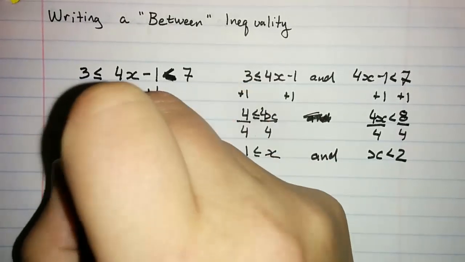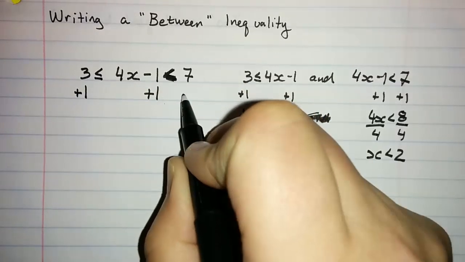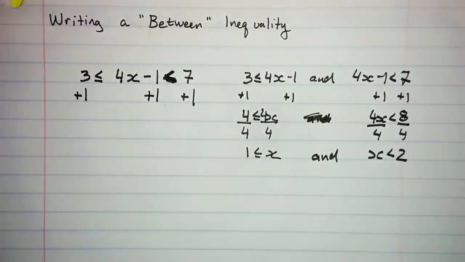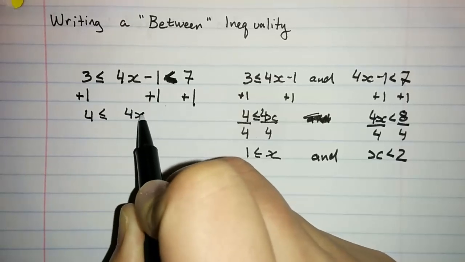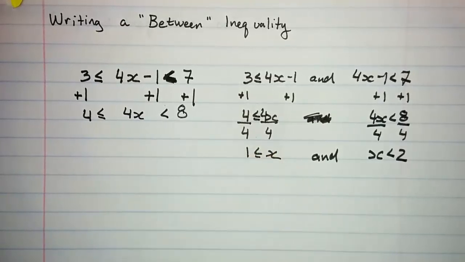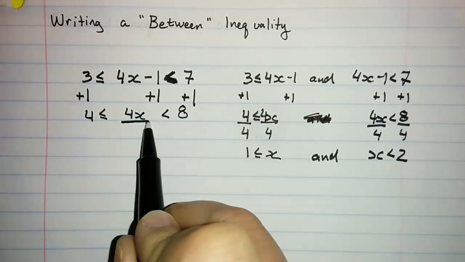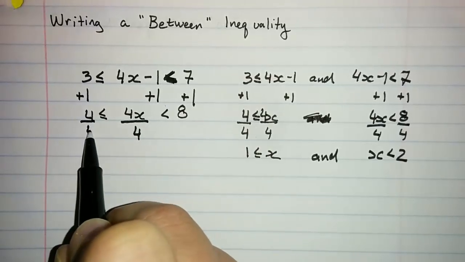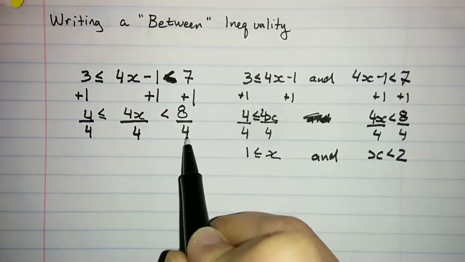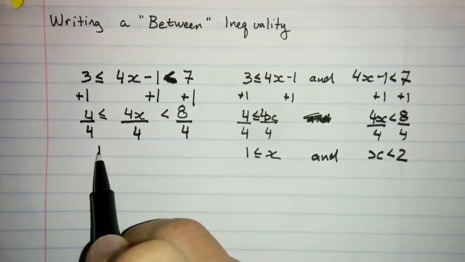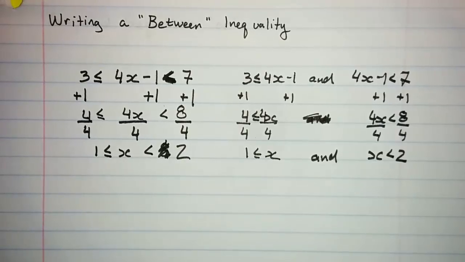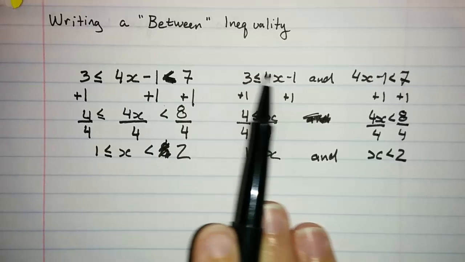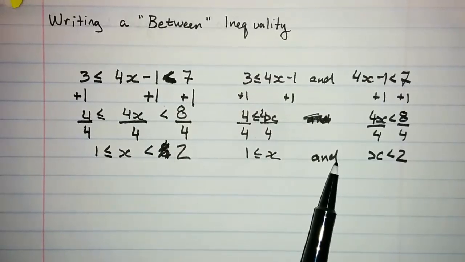So I'll add 1 here, here, and here. I'll get 4 is less than or equal to 4x is less than 8. And then I'll divide by 4 here, here, and here. And I'll get 1 is less than or equal to x is less than 2. Which, of course, by the same logic that gets us from here to here, we can get from here to here, so these really are the same answer.